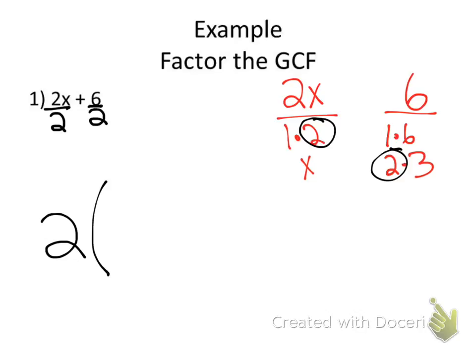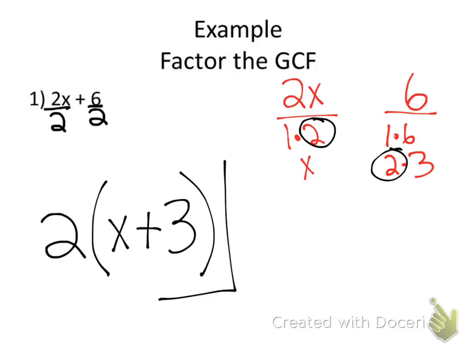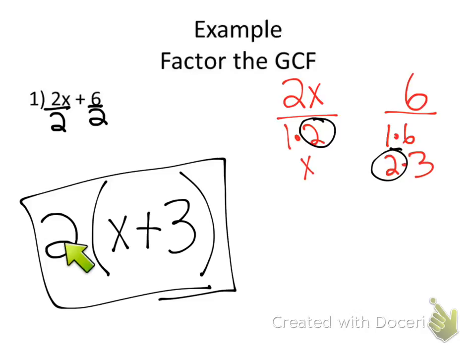What is 2 divided by 2? 1, and then you have the x. 1x is the same thing as x. Plus, what is 6 divided by 2? 3. Close those parentheses, and you're done. If you want to check your work, you distribute like we did in 7.1 and see if you end up with where you started. So if I distribute, what is 2 times x? It's 2x. What's 2 times 3? 6. So you'd end up right where you started, okay?